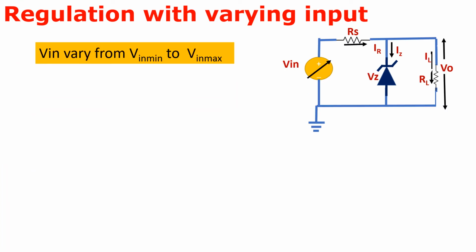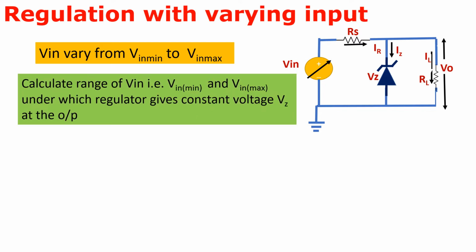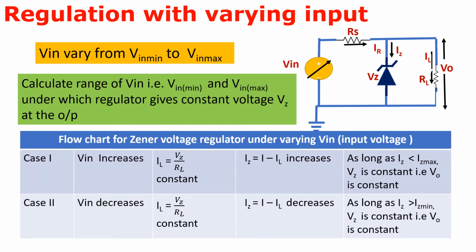Second case, if we consider a varying input. In this circuitry, this time I am taking a variable voltage source and the load resistor is fixed. Again, in this case also we will calculate a range in which the output voltage is the same. So we need to find out the V in minimum and V in maximum, in which my output voltage will be equal to Vz. In this case also we need to consider the two cases.